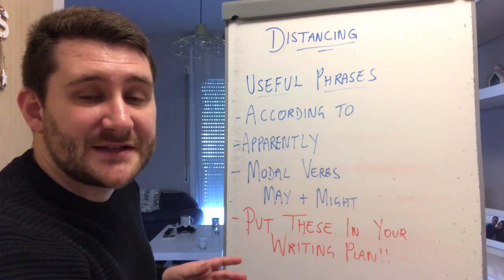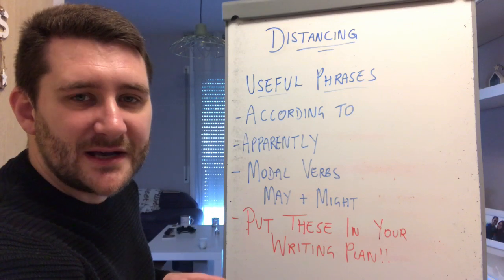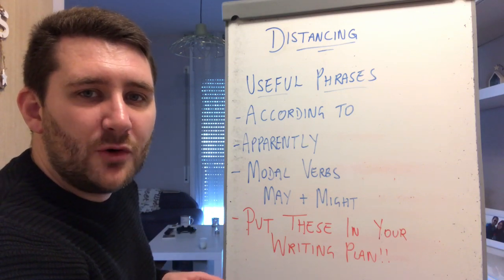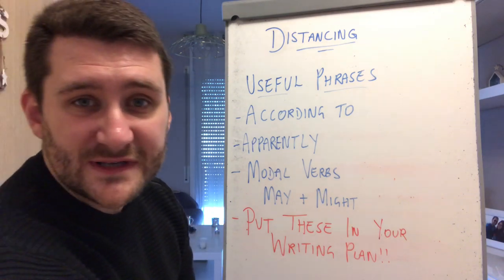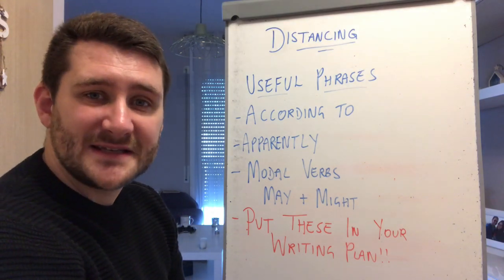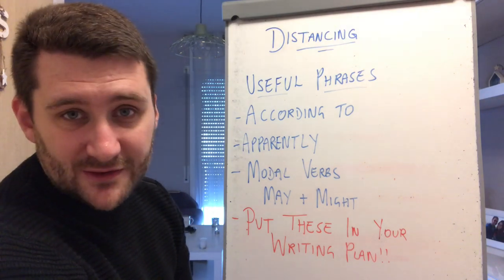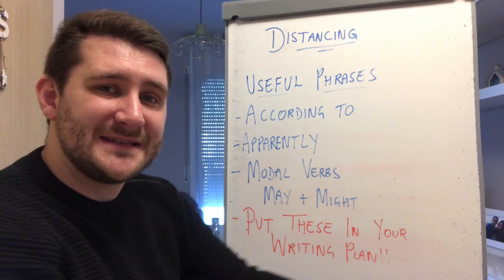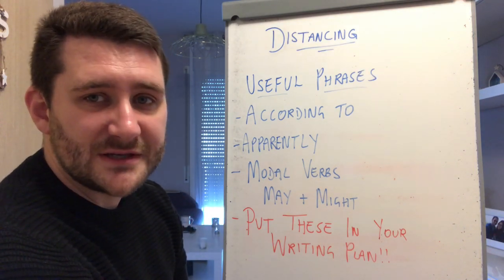You put this at the start or at the end, more typically at the start of a sentence, and you are automatically distancing yourself from what you say. So it's going to rain on Saturday. Apparently, it's going to rain on Saturday. Okay, so I'm automatically distancing myself from the information.